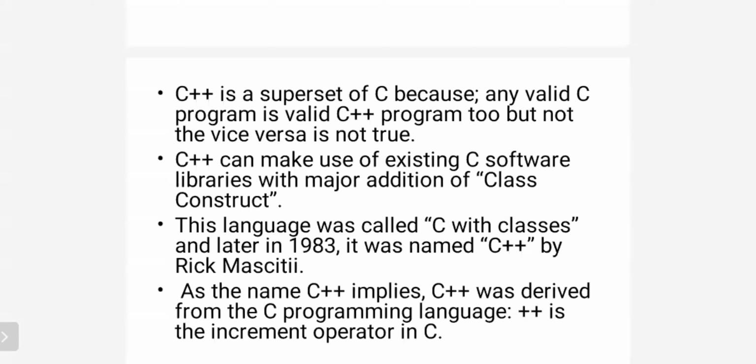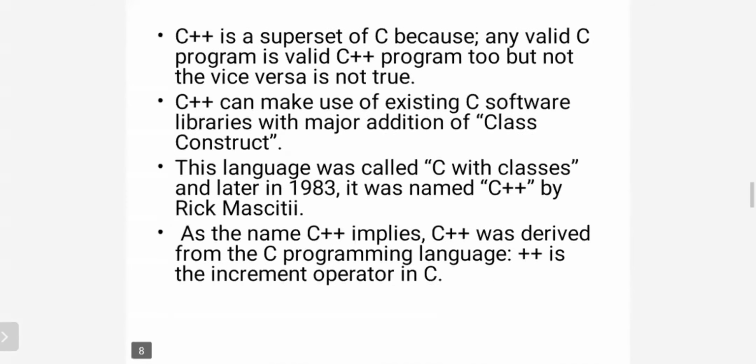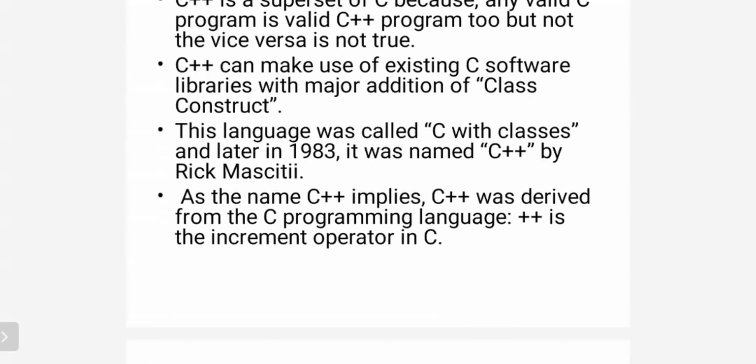Clear? So who gave the name C++ for C with classes? Rick Mascitti. In which year did Rick Mascitti give the name C++? In 1983. Clear? So as the name C++ implies, C++ was derived from the C programming language.